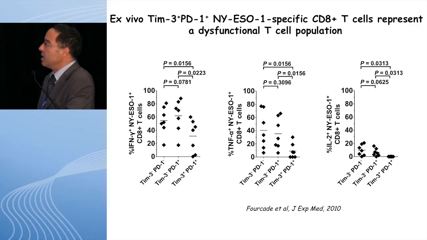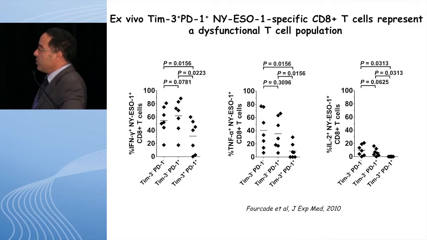Focusing on this PD-1 TIM3 population, we evaluated the frequency of cells that produce interferon gamma, TNF, and IL-2, and found that this number was much lower than in cells expressing PD-1 alone or that were PD-1 and TIM3 negative. The data are summarized here. In terms of interferon gamma, but this is true also for TNF and IL-2, the cells that co-express PD-1 and TIM3 produce less interferon gamma than the cells that do not express PD-1 and TIM3.